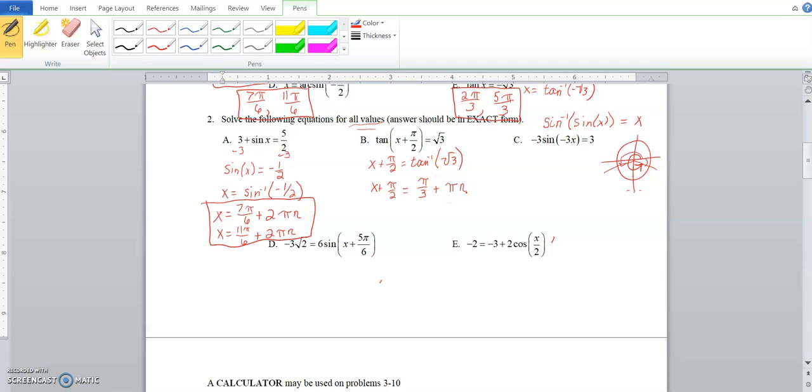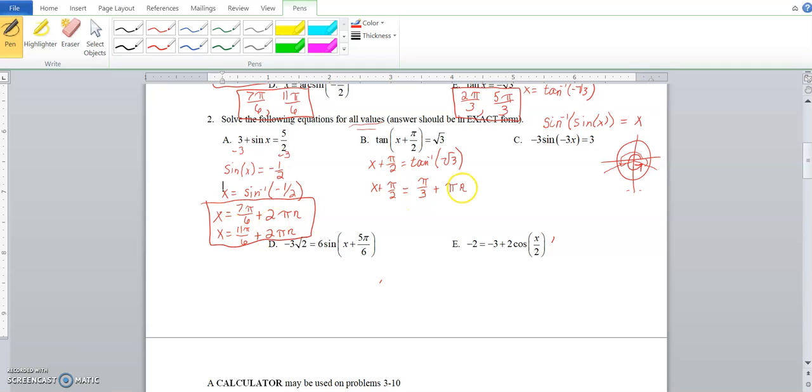So we solve the tangent inverse. So we got pi over 3, and immediately we put plus pi n. Now, the other solution to this problem would be 4 pi over 3. But if you look at pi over 3 plus pi n, that includes that 4 pi over 3. So at this point, I'm not going to, like here in part A, we had 2 answers.